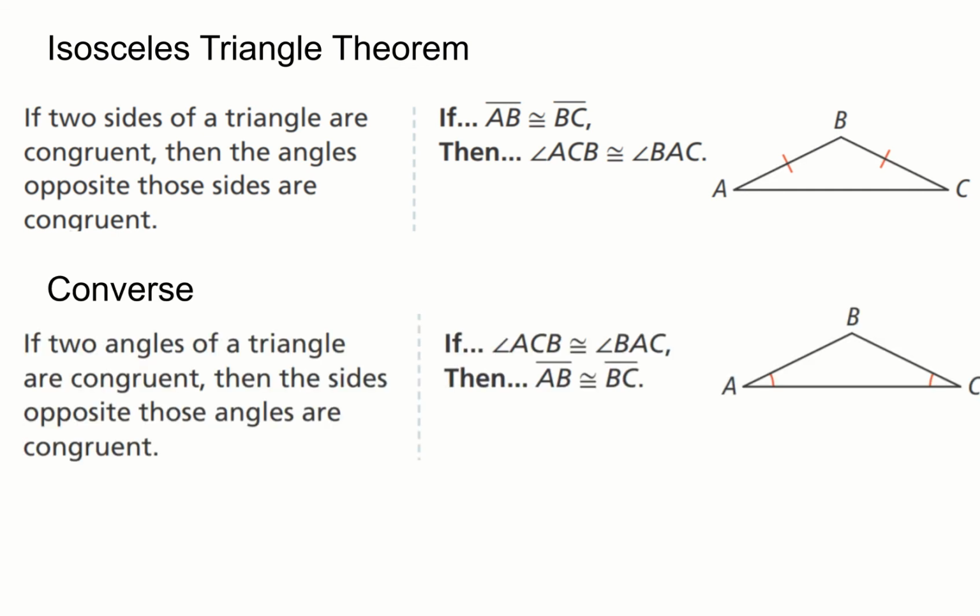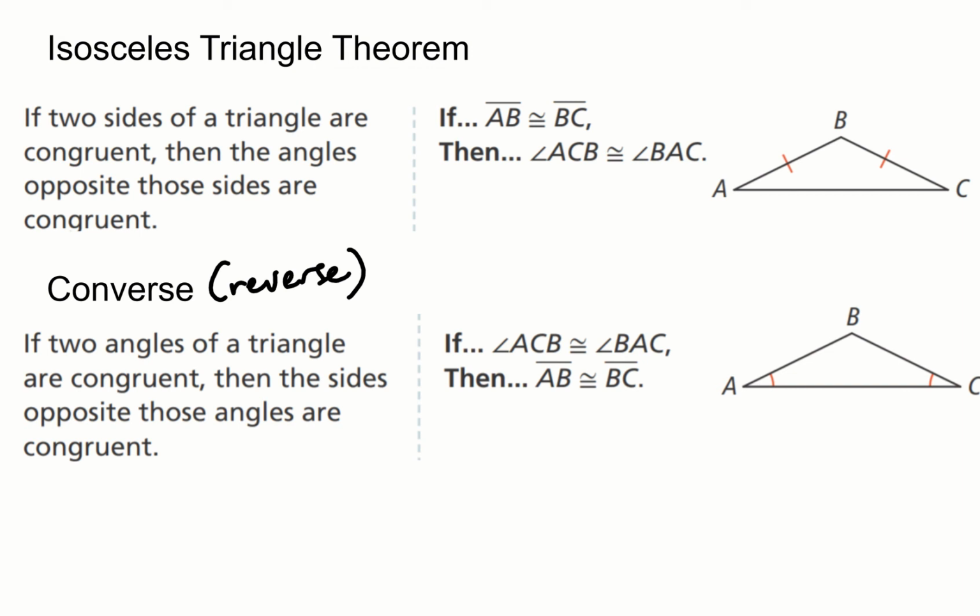And the converse, so we can actually reverse this statement. Remember that the converse is the reverse of the statement. So when you reverse the original statement, it would state that if the angles are congruent in a triangle, then the sides opposite those angles are also congruent.